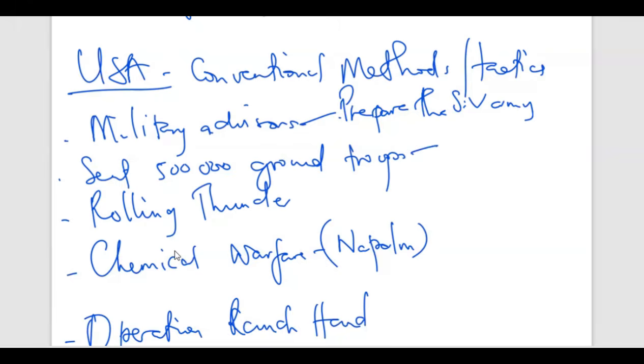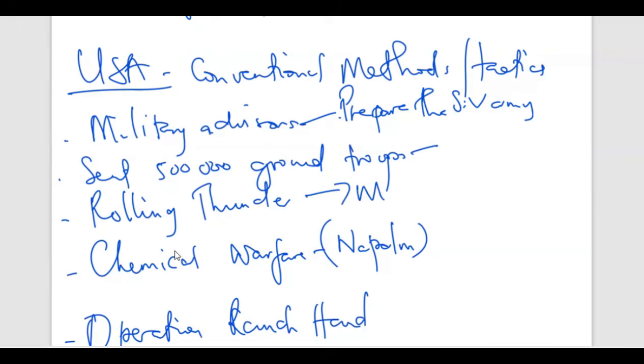They sent 500,000 ground troops to Vietnam. Was it an effective way? It was not effective because those guys, though they were sent there, were faced with so many challenges, like not knowing the terrain, fighting with people whom they didn't even know, and also being unable to track their enemies.